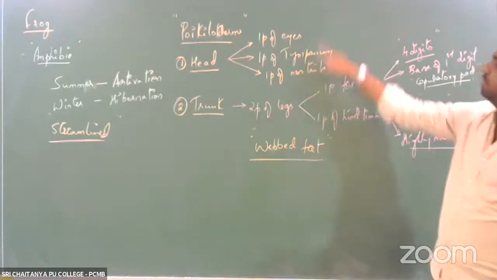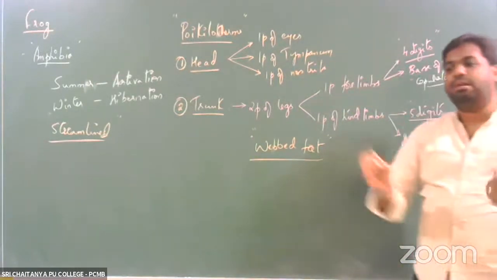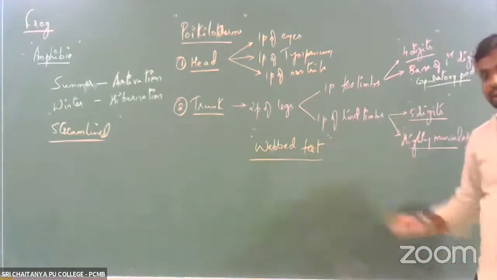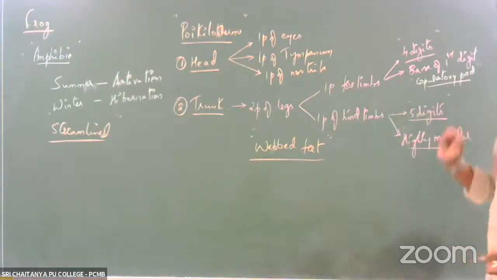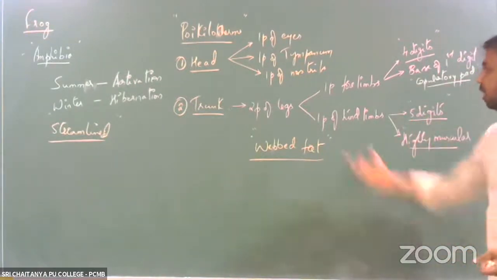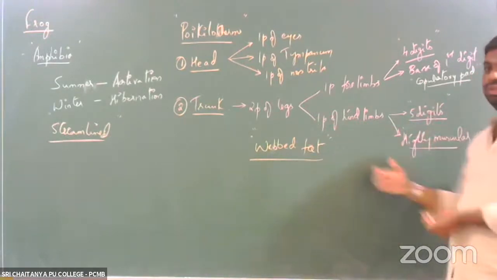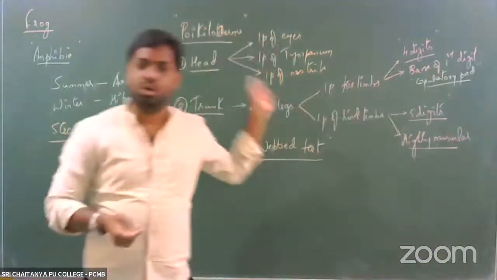So the head has these 3 structures: a pair of eyes, a pair of tympanum, and a pair of nostrils. The trunk majorly has 2 pairs of legs, a pair of forelimbs and a pair of hind limbs. Forelimbs have 4 digits, and there is a copulatory pad present at the base of the first digit. Hind limbs have 5 digits and are highly muscular structures, completely involved in locomotion when these organisms are on land.